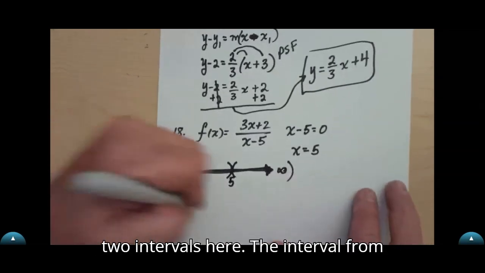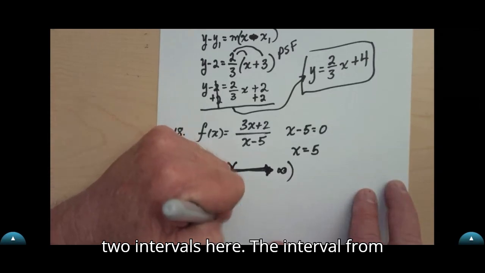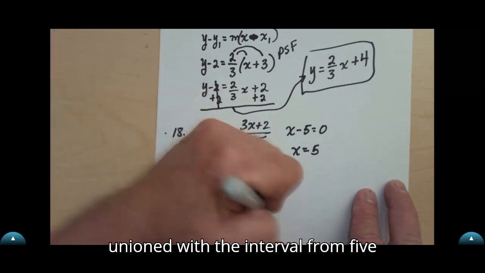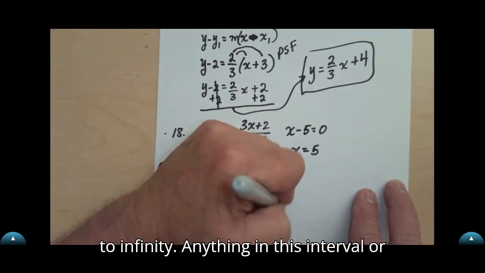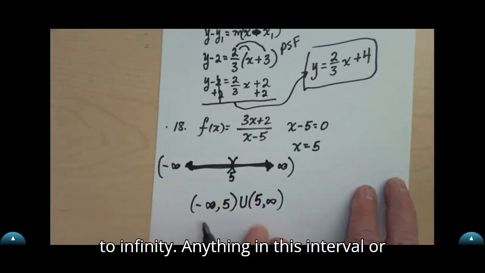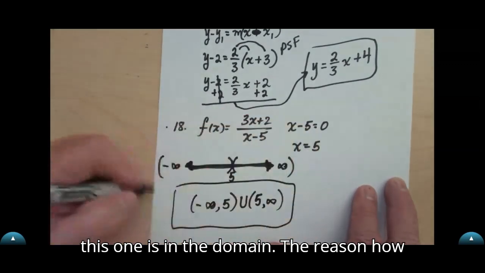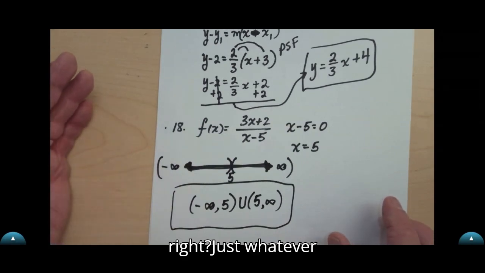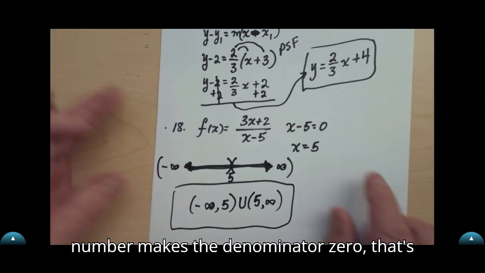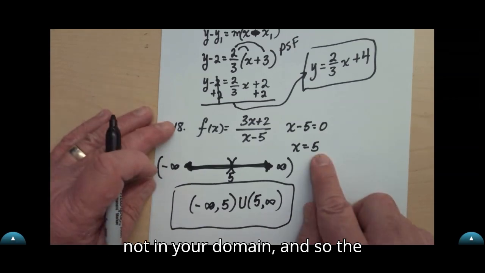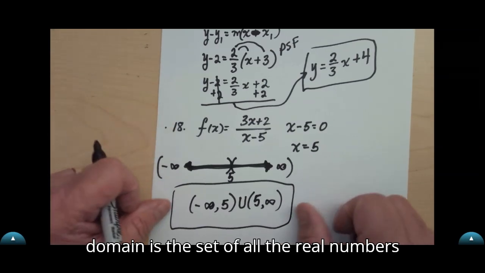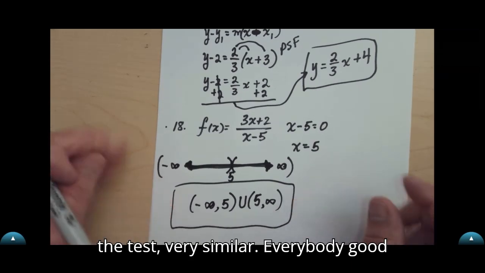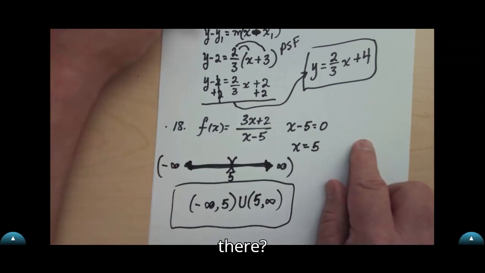But then as soon as we get past 5, everything after that's in the domain. And so we get two intervals here. The interval from negative infinity to 5, unioned with the interval from 5 to infinity. Anything in this interval or this one is in the domain. Everybody see how to do that? That's super easy, right? Just whatever number makes the denominator 0, that's not in your domain. And so the domain is the set of all the real numbers except for that. And again, the one on the test, very similar. Everybody good there?